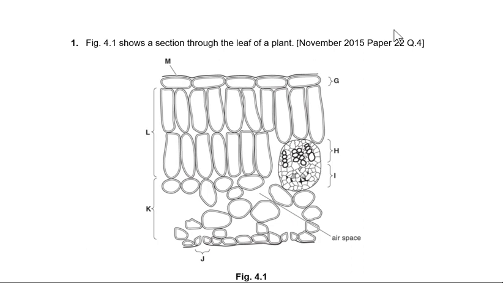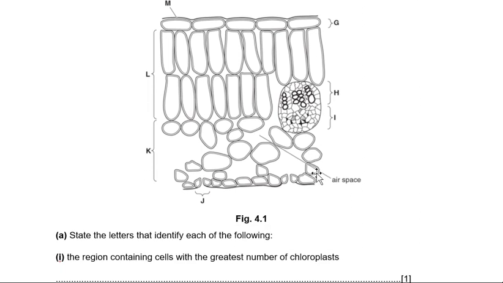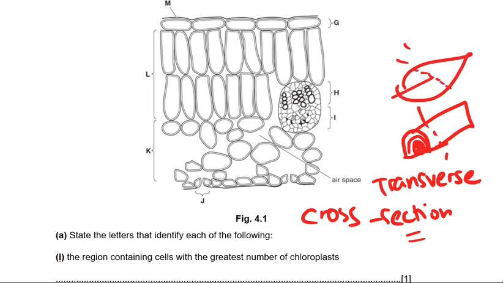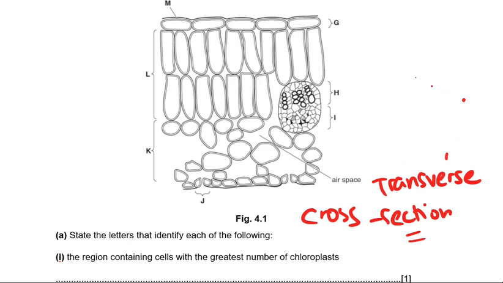Okay. So let's start with the first question. First question says that figure 4.1 shows a section through the leaf of the plant, and if you guys need to know, this type of section is what we call a cross section or a transverse section, which is what I always tell you guys when you eat your tapakuda. That is how you cut your tapakuda. So imagine that is the leaf and you're cutting it like that, a very, very thin piece of the leaf. Okay, so I'm gonna erase that part.